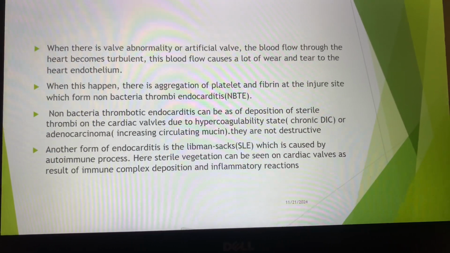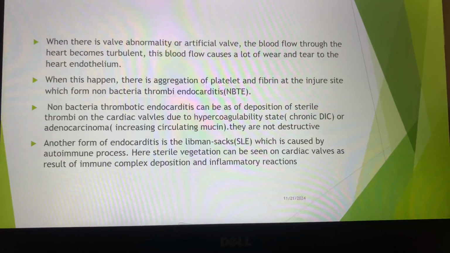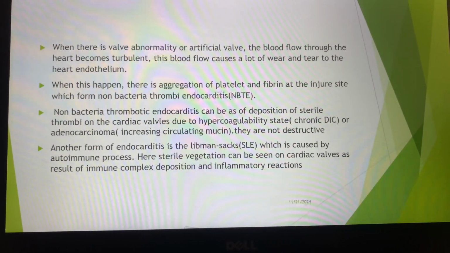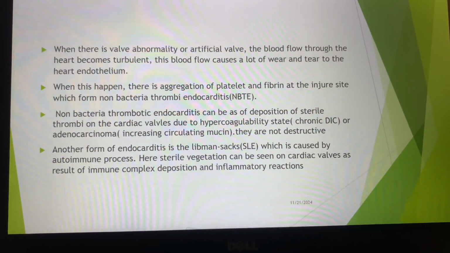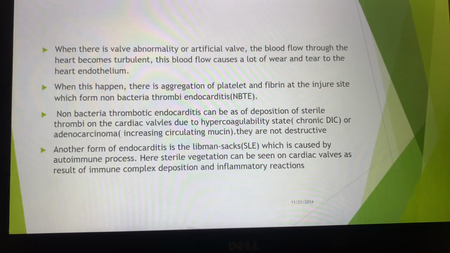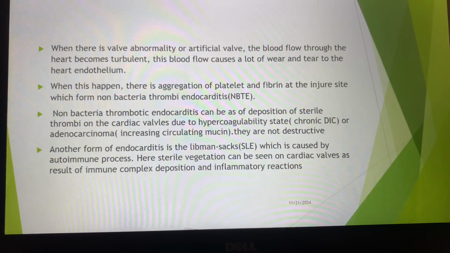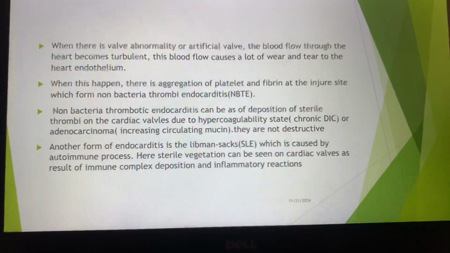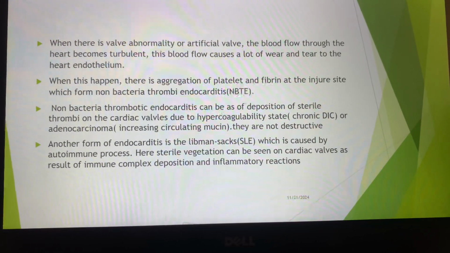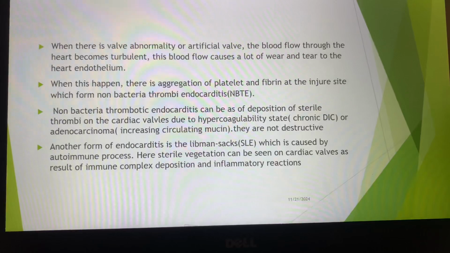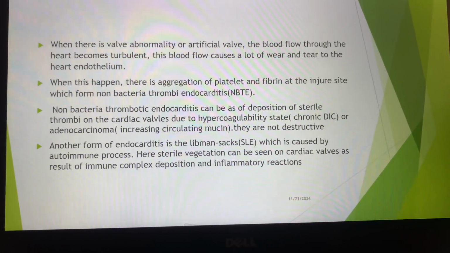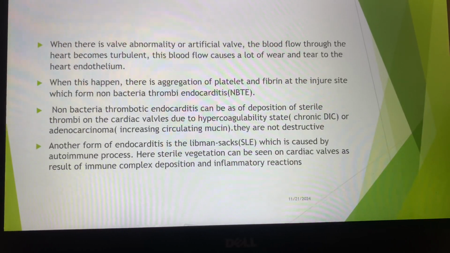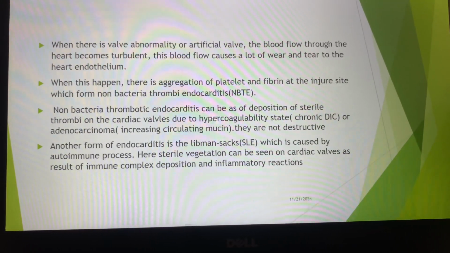Non-bacterial thrombotic endocarditis can be seen as a deposition of sterile thrombi on the cardiac valve due to a hypercoagulability state, as in the example of chronic DIC, or adenocarcinoma, where we have increasing circulating mucin. But you have to know that this endocarditis, that is the non-bacterial thrombotic one, is not destructive.